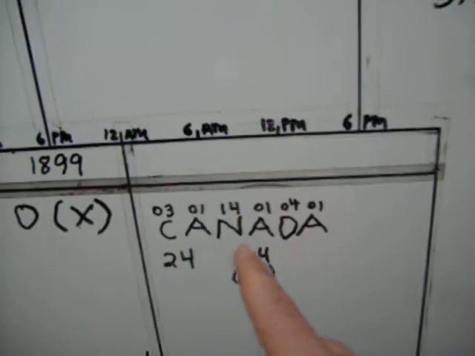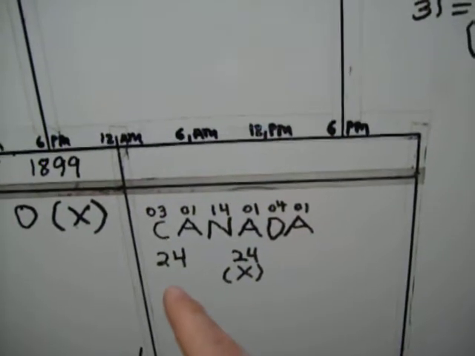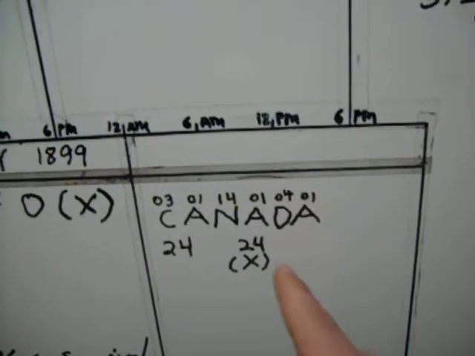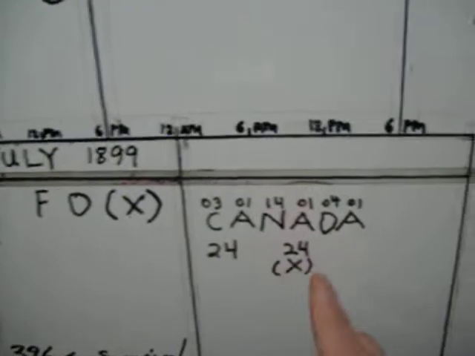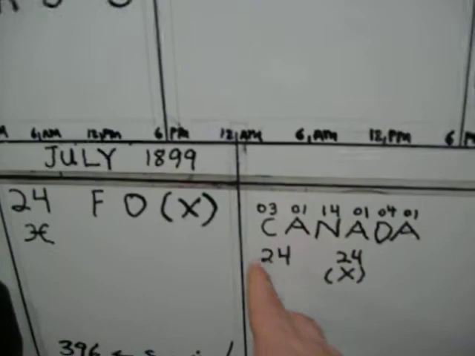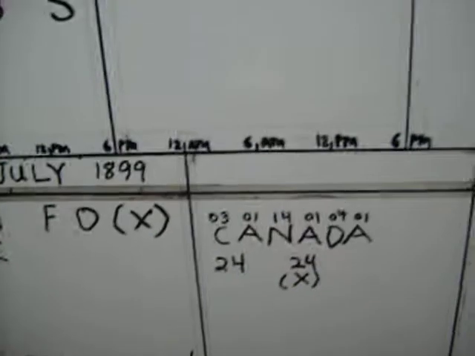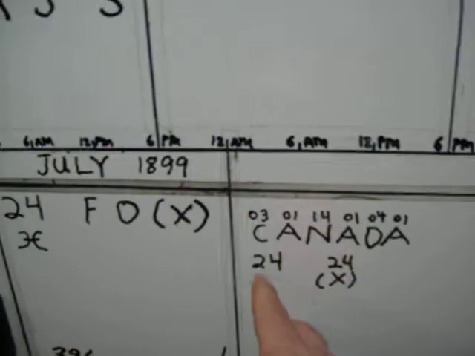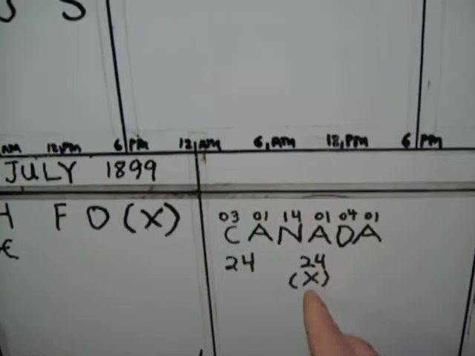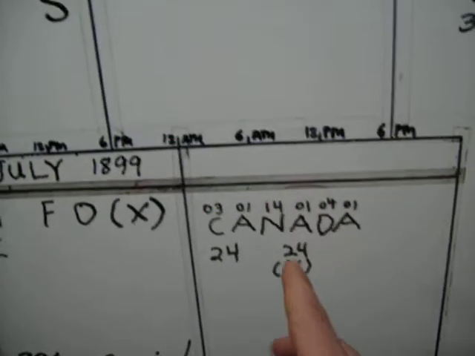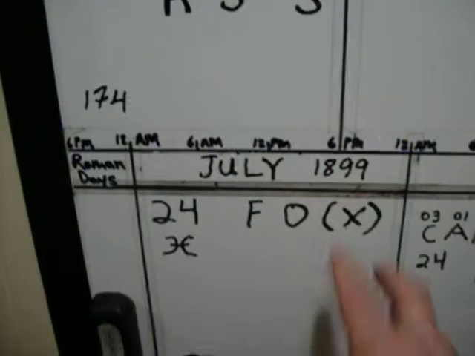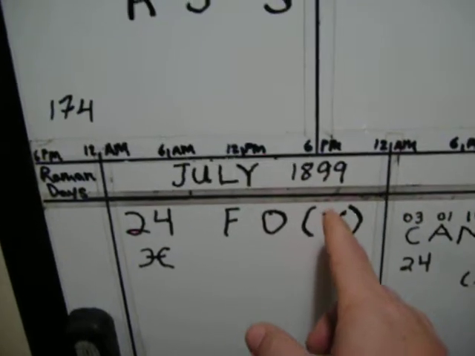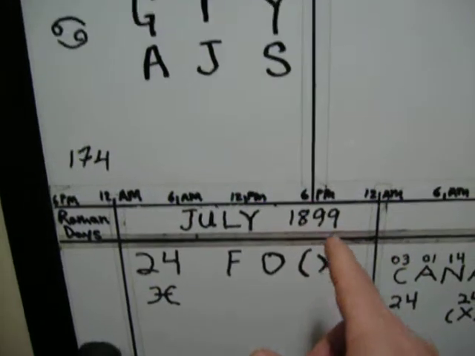and you can see the word Canada adds up to 24, which is our letter X. So we don't reduce it any further, we don't go 2 plus 4 is 6, because 24 is the letter X, so we stay there. Okay, so I can point to this X here on the matrix on this day and say Canada.